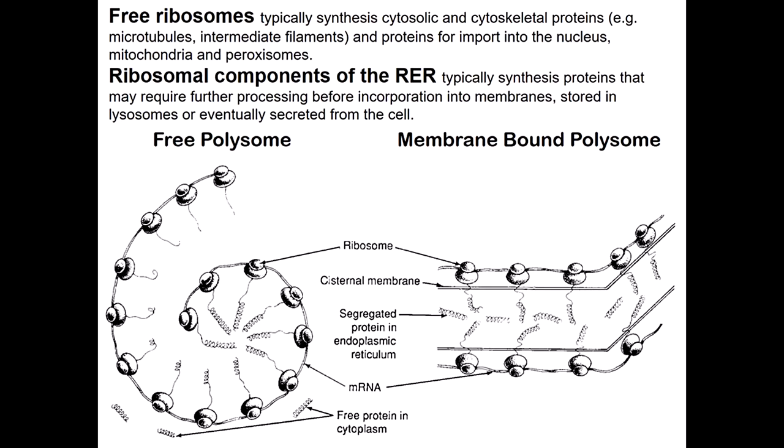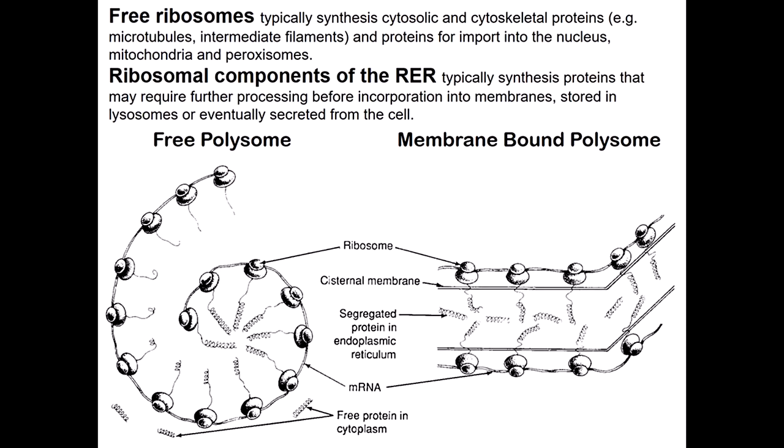In contrast, ribosomes that are associated with the endoplasmic reticulum, which we then call rough endoplasmic reticulum, typically synthesize proteins, shown here, that may require further processing, such as glycosylation through the Golgi and other modifications. Many of these proteins will be secreted. Typically, glycosylated proteins may be secreted from the cell. So with free ribosomes, the product is going to stay in the cell. Ribosomes associated with the rough endoplasmic reticulum are going to be post-translationally modified, such as by glycosylation, and most likely secreted.